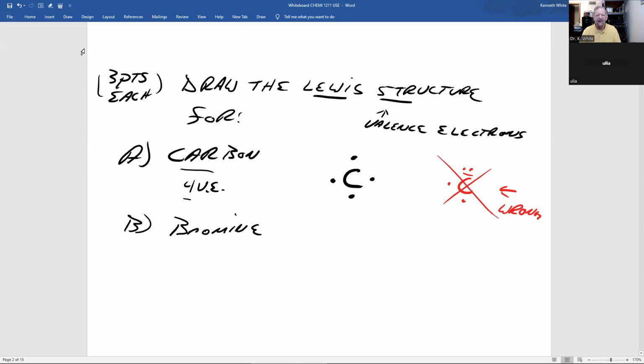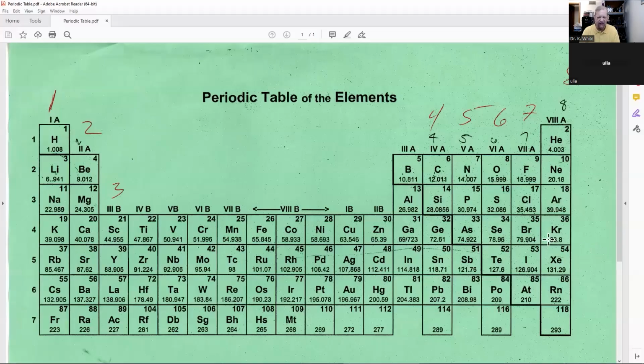And let's look at the same question. Draw the Lewis structure for bromine, Br. And remember, Lewis structure deals with valence electrons. So now I have to go to my friendly periodic table. I know these by heart, but I don't think you do. Bromine, chemical symbol Br. That's why it's important to learn your chemical symbols. And if we look at the very top, we see the number 7. So bromine has 7 valence electrons.